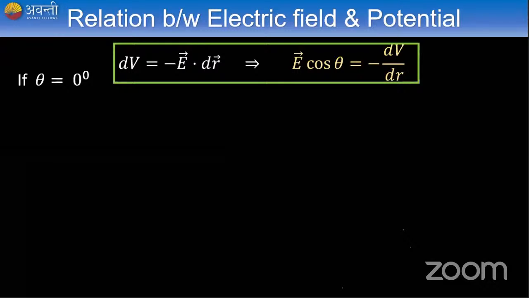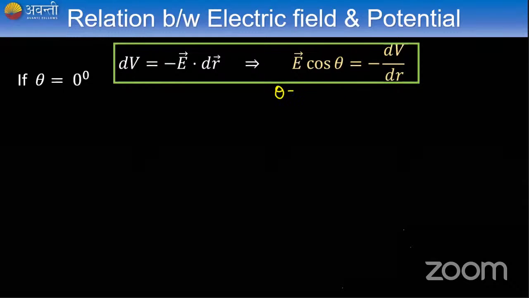Now we have several conditions. The first condition is, if my theta is equal to 0 degrees, what happens? I want you guys to answer this. If theta is equal to 0 degrees, what happens here? What is theta first?